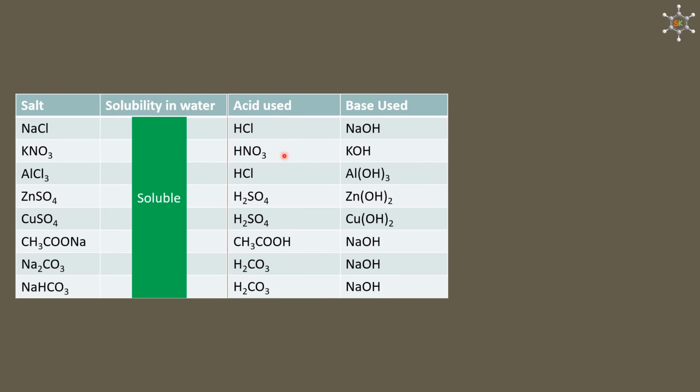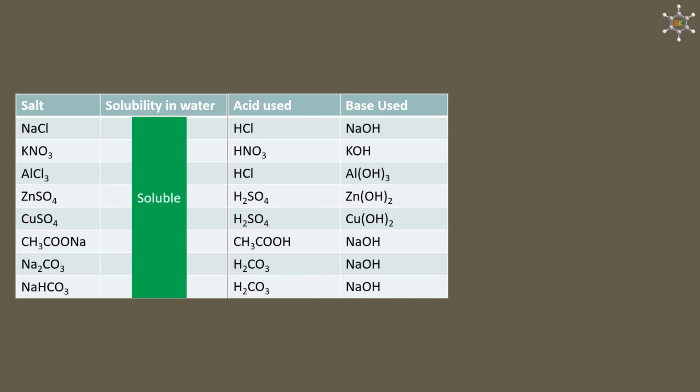Potassium nitrate is made up of HNO3 and potassium hydroxide. Aluminium chloride is made up of HCl and aluminium hydroxide. Zinc sulfate is made up of sulfuric acid and zinc hydroxide. Copper sulfate is made up of sulfuric acid and cupric hydroxide. Sodium acetate is made up of acetic acid and sodium hydroxide. Sodium carbonate is made up of carbonic acid and sodium hydroxide. Sodium bicarbonate is made up of carbonic acid and sodium hydroxide.